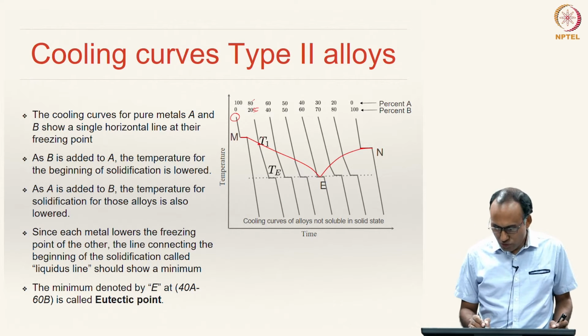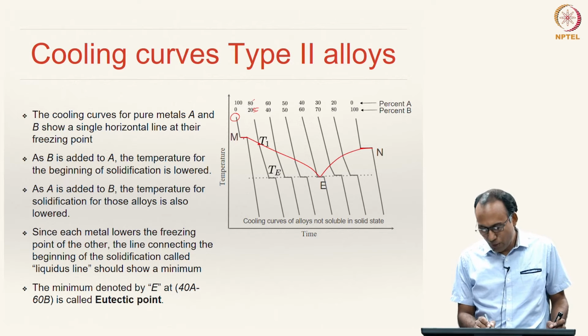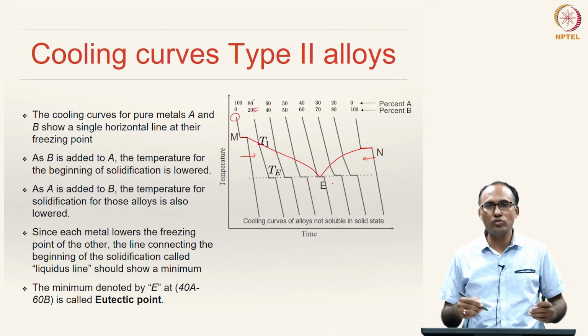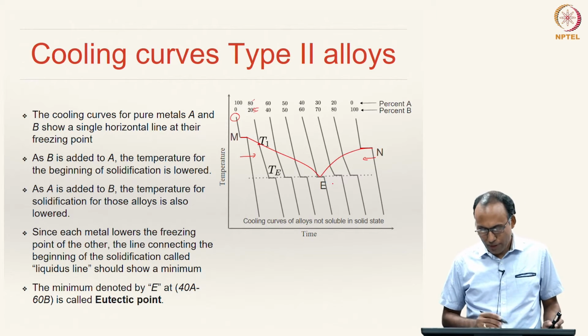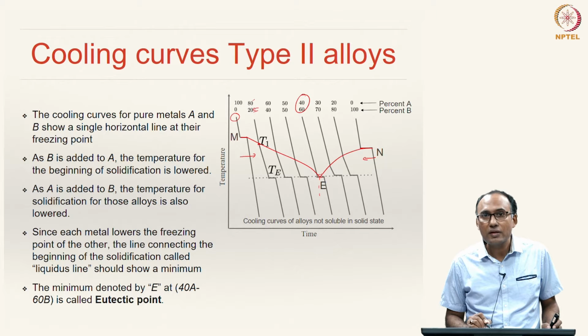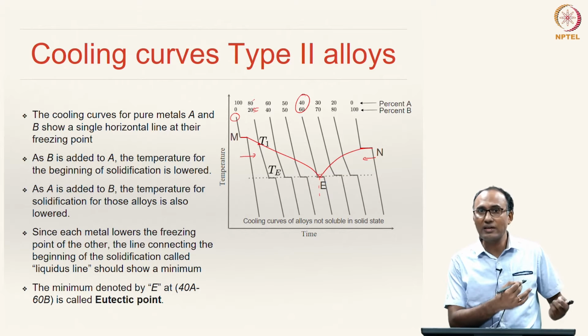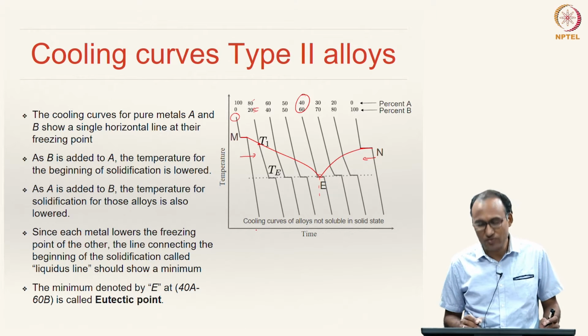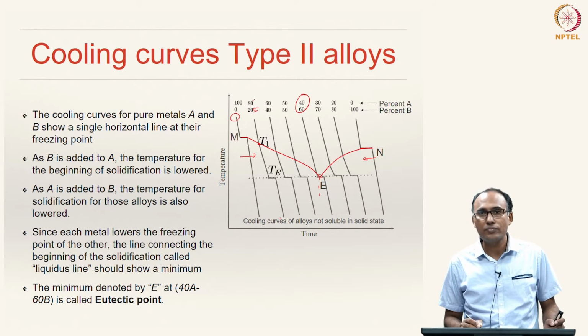So, the melting points of the alloys from left to right and from right to left are going to go down because of the addition of the solute atoms to the solvent. And we see that there will be one particular alloy composition, in this case 40-60, wherein again the melting happens at constant temperature. It is like the congruent melting case, where melting or solidification happens at constant temperature, which means it behaves like a pure metal.